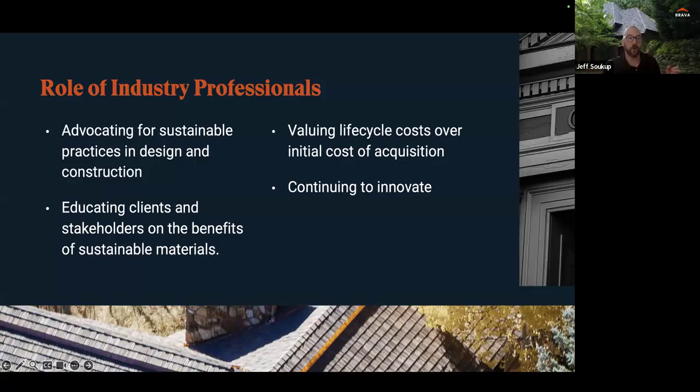Continuing to innovate. As an industry, including manufacturers and the whole building industry, we need to make sure that we don't stop at any point. We want to continue to innovate and make sure that we're doing what's best for our health, the environment's health, and the equality across the board. And then valuing life cycle costs.